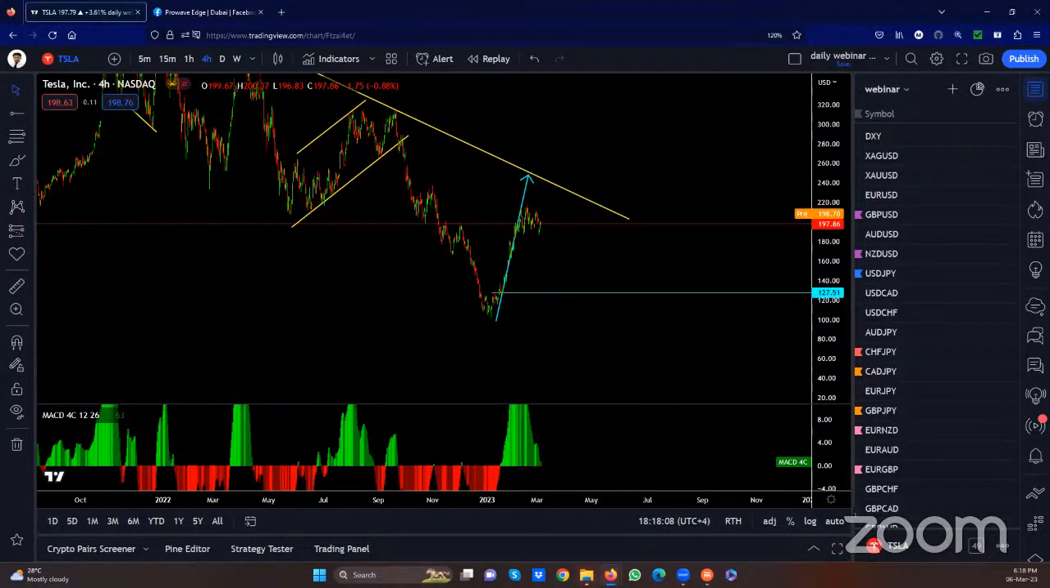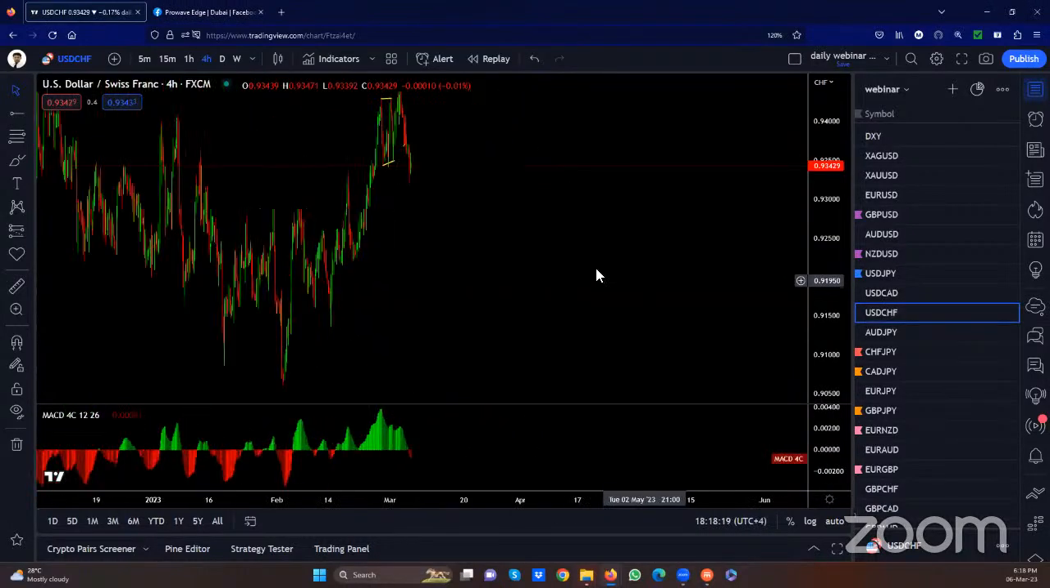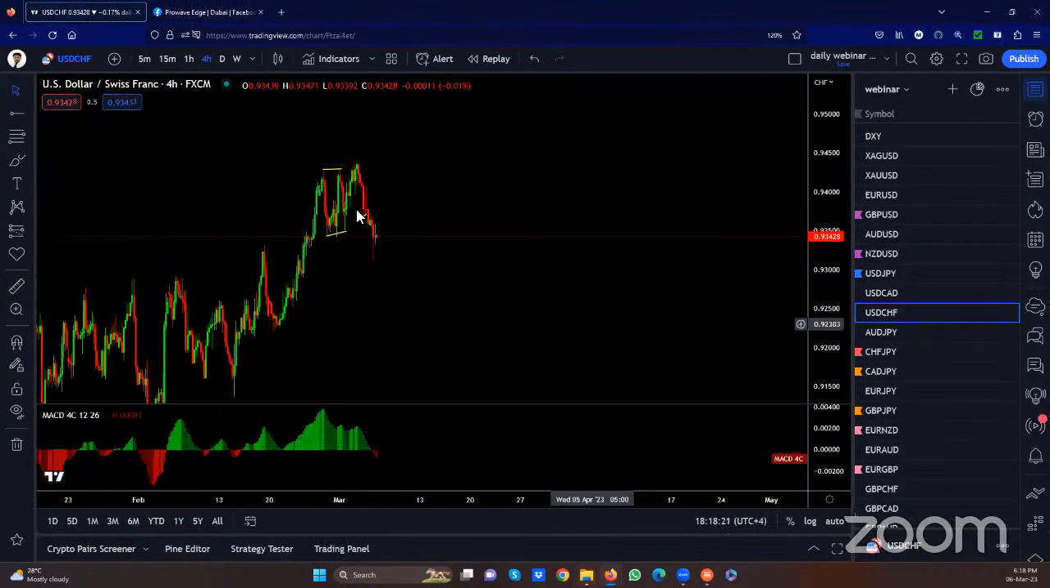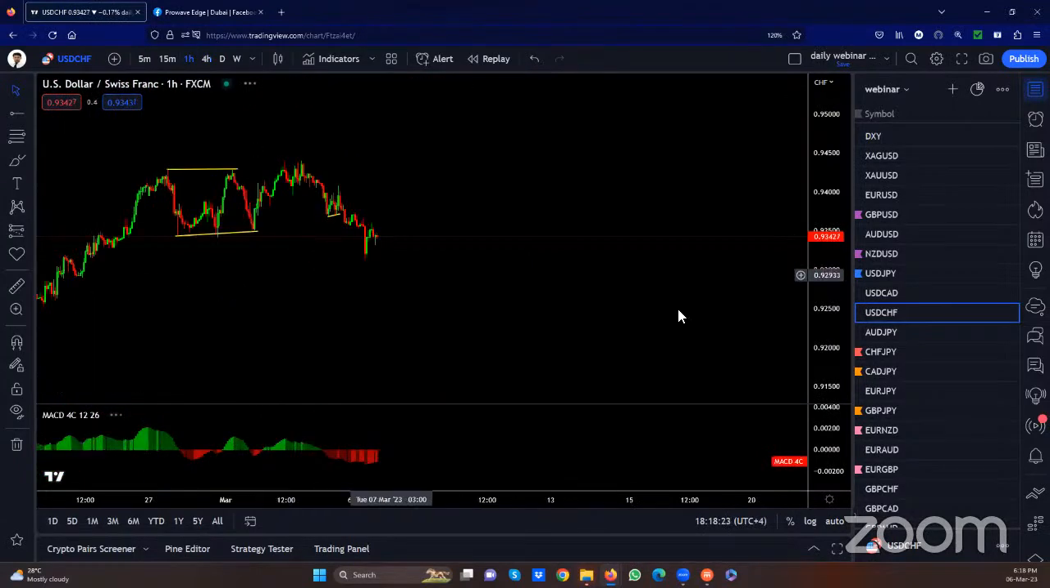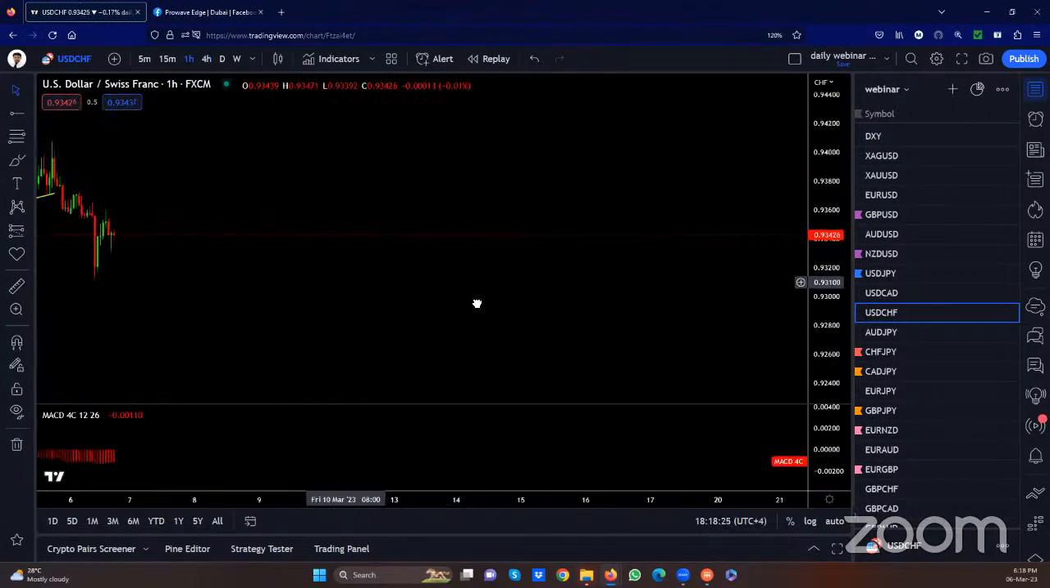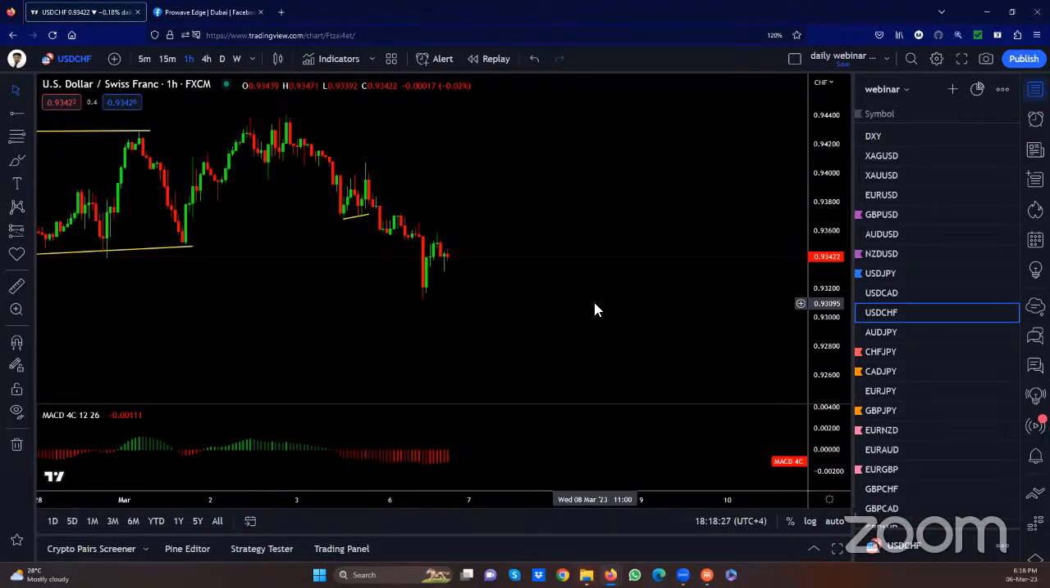Somebody was asking about the Swiss 1 hour. There's a 1 hour flag on the Swiss somewhere. Let me take a look at that. I think somebody was asking about the Swiss 1 hour. That's it. I don't think we have a flag as yet. It's kind of consolidating, but there's no flag, not for the upside, not for the downside. So we'll have to wait on the Swiss.